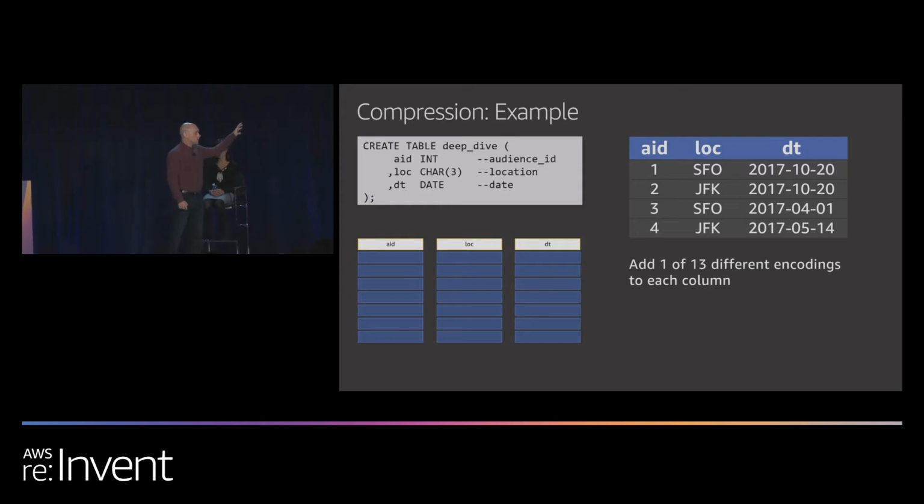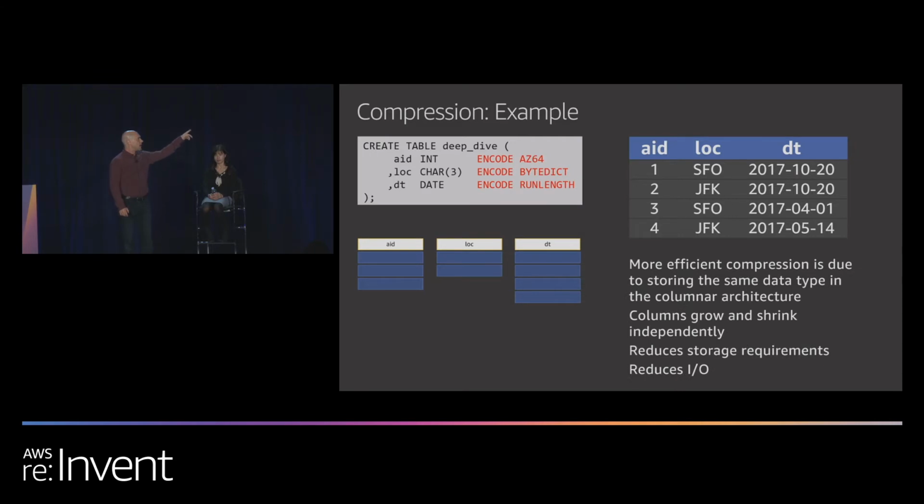Taking you through this compression example here, same table, same data, we have 13 different encodings now in Redshift. If I were to manually change this DDL, you can see the red up there, we'd be applying compression to this table, and it's applied per column. That means each column can grow and shrink independently. The other thing is, because Redshift is columnar, all of the data types in each of those columns are the exact same. It's all going to be integers, or chars, or dates, and that allows us to get a really good compression ratio.